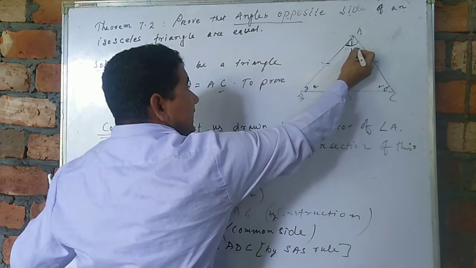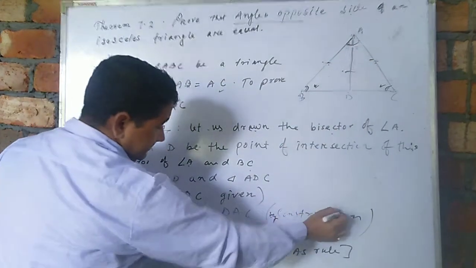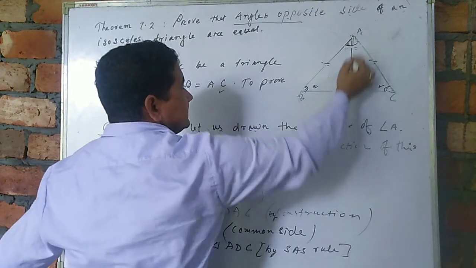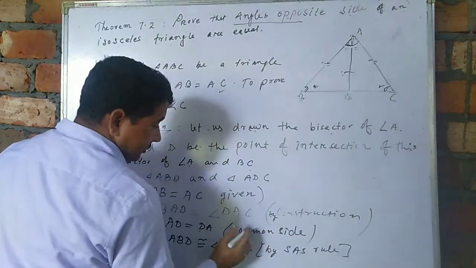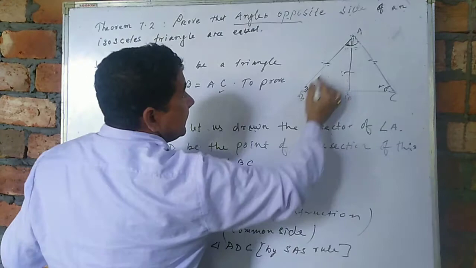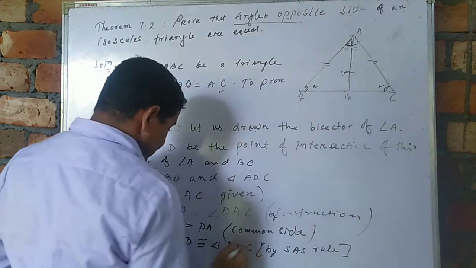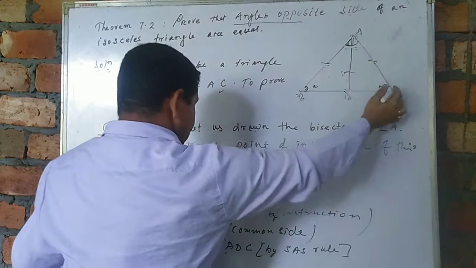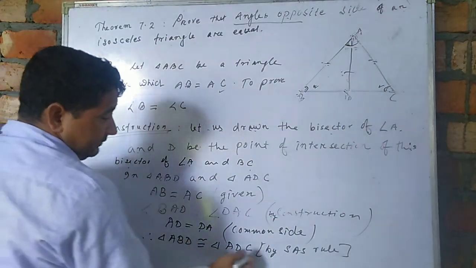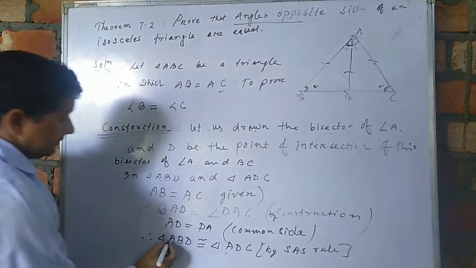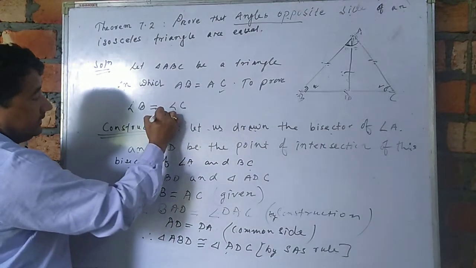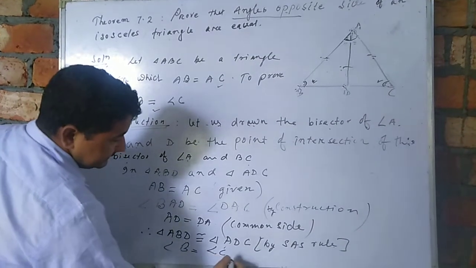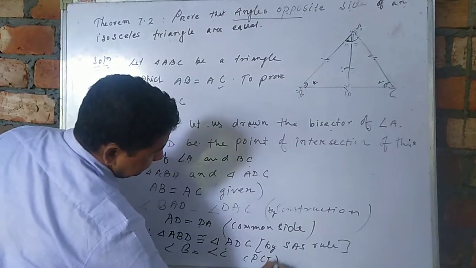So these two angles are equal by construction. Again, AD equals DA. This AD side and DA side are equal, the common side. Therefore, triangles ABD and ADC are congruent by the side angle side rule. If triangles are congruent, then angle B is equal to angle C. You can write CPCT.